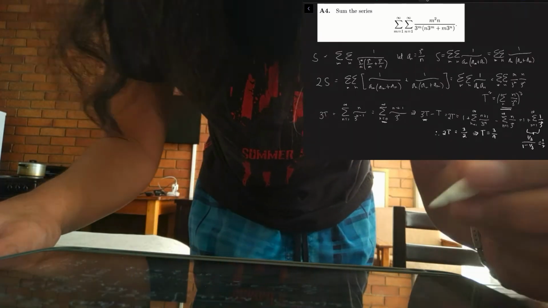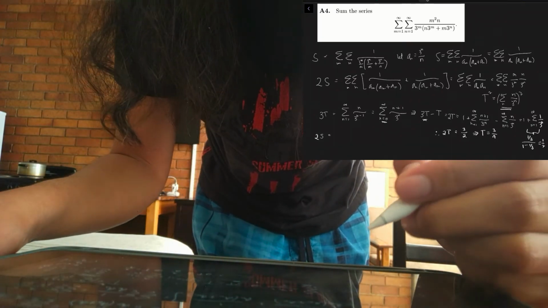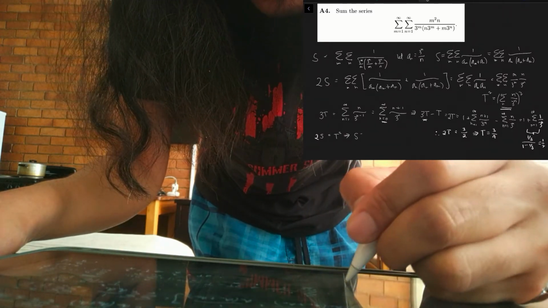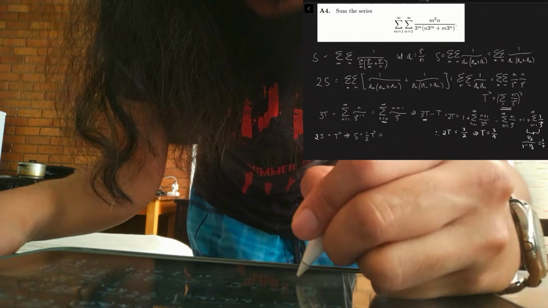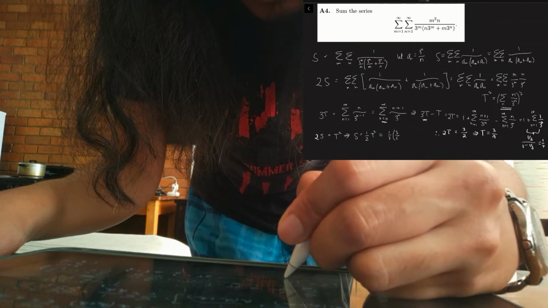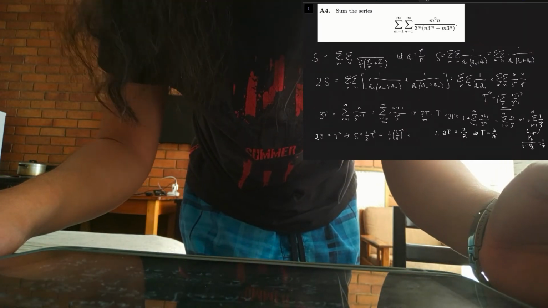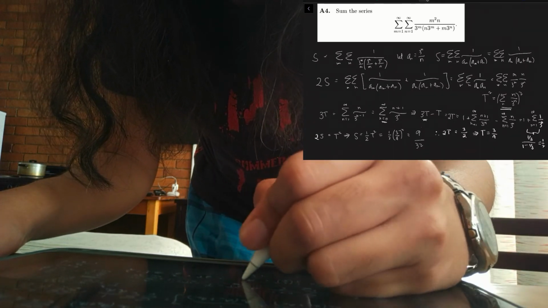Now going back to the equation, we know that 2s, where s is the sum that we're interested in, is equal to t squared. That means s is equal to 1/2 t squared, which is equal to 1/2 times 3 over 4 squared. So what's 3/4 squared? That's 9 over 16, times 1/2 is 9 over 32.